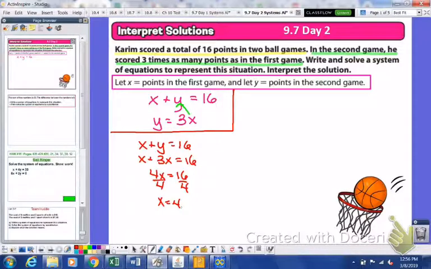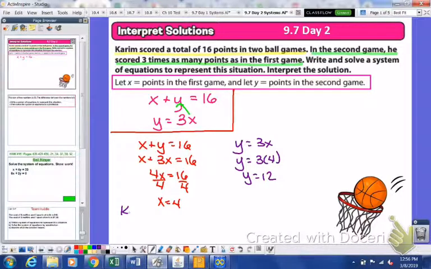We now need to go back to these equations in order to solve for y. Remember, we always need 2 parts to our solution. So I know y equals 3x. I now know that x equals 4. Substitute that in. So y equals 3 times 4. We get y equals 12. Just to double check, 12 is 3 times as many as 4, and 4 plus 12 is 16. So there's our answers. We now need to interpret.